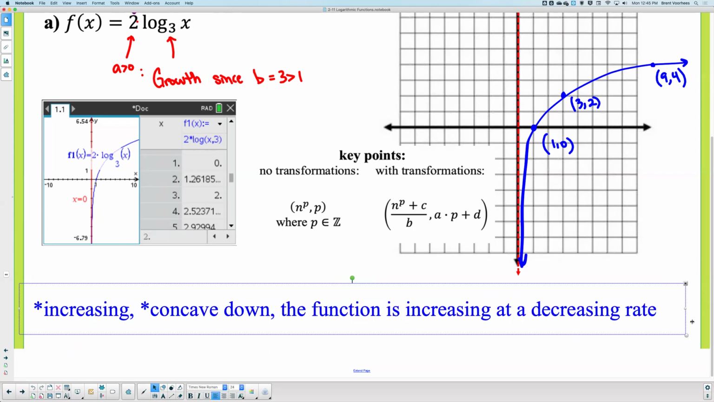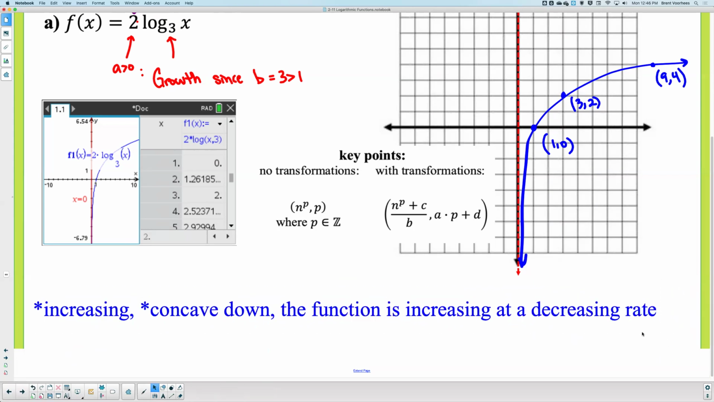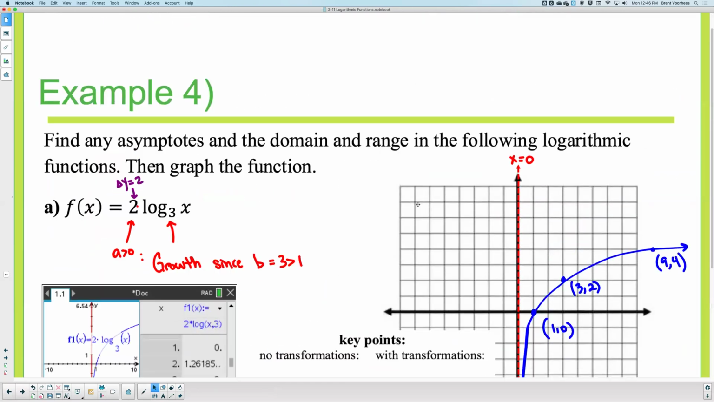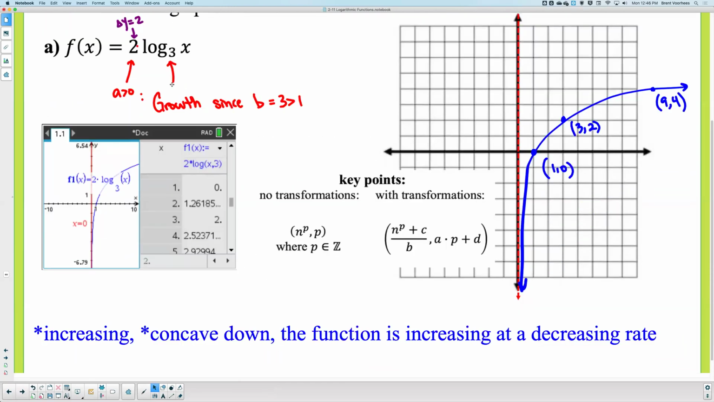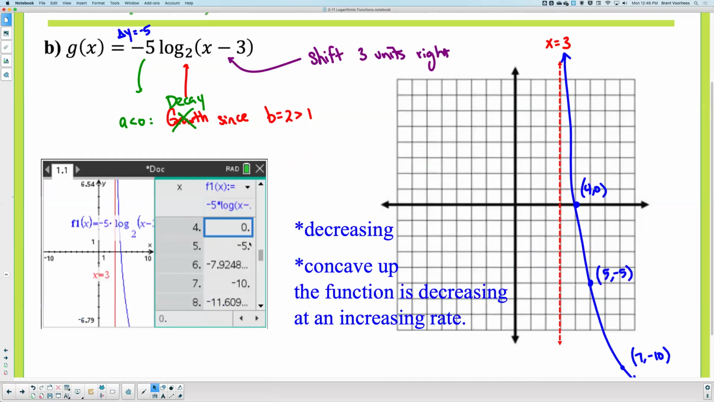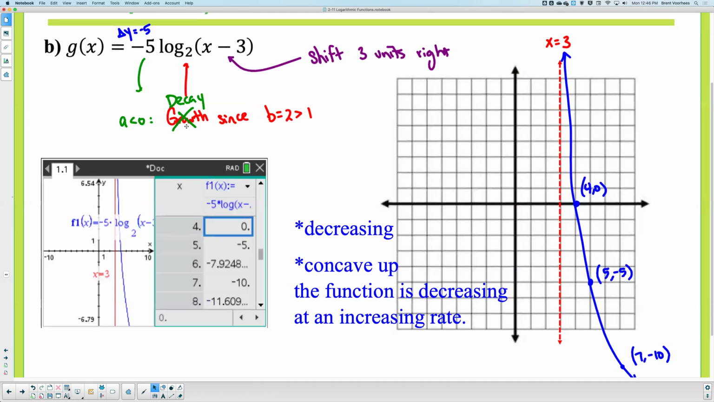Why was it decreasing with a... Great question. So this one, you go off the base, and if the base is greater than 1, it should be growth. If it's less than 1, it should be decay. Unless the A is negative. If the A is negative, then it changes it. Okay, this one, the base was 2, which made us think growth, but because of the -5, it became decay.